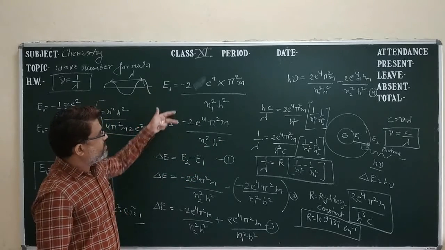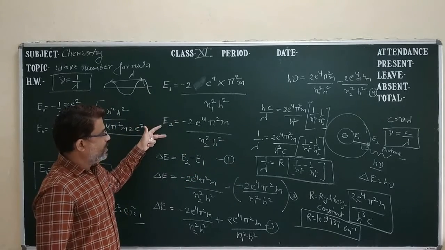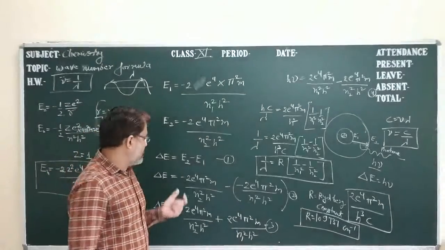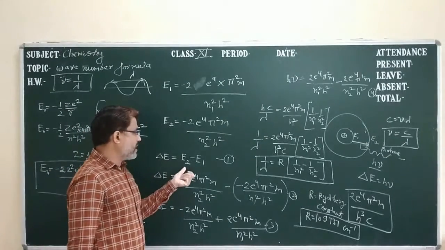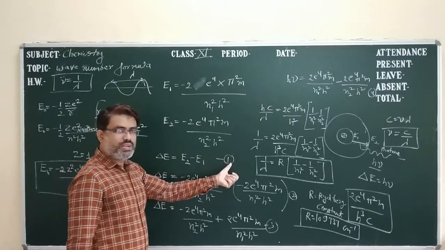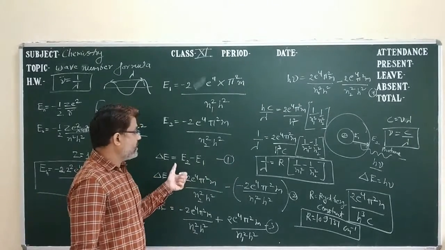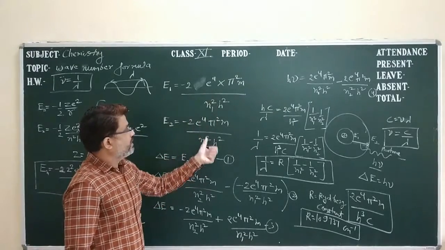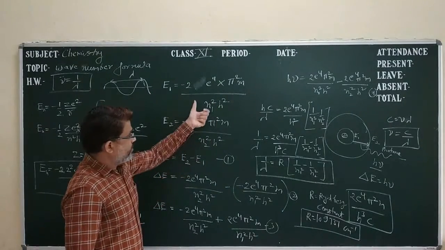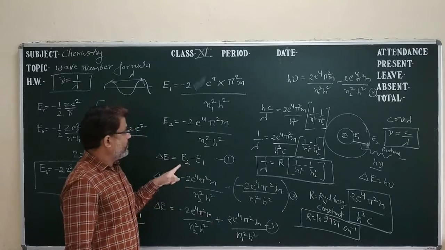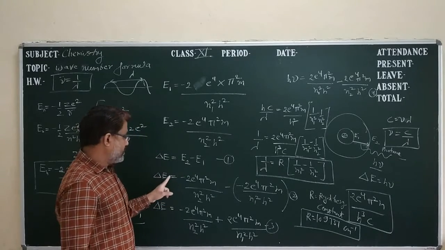Okay, so I will write these two formulas, E1 and E2, and the energy difference will be equal to what? Delta E will be equal to E2 minus E1. So I have this first equation here. Now we have to substitute the values of E2 and E1 from here. So you can just substitute the value of E2. So delta E becomes equal to what?